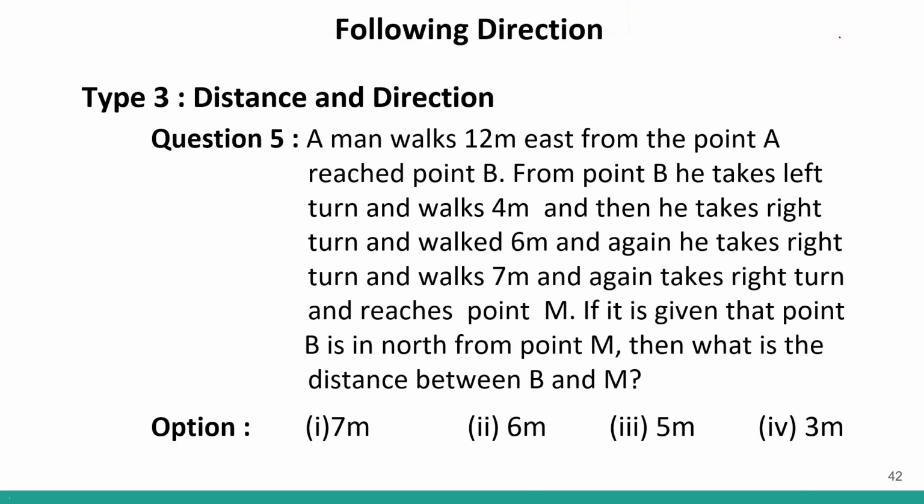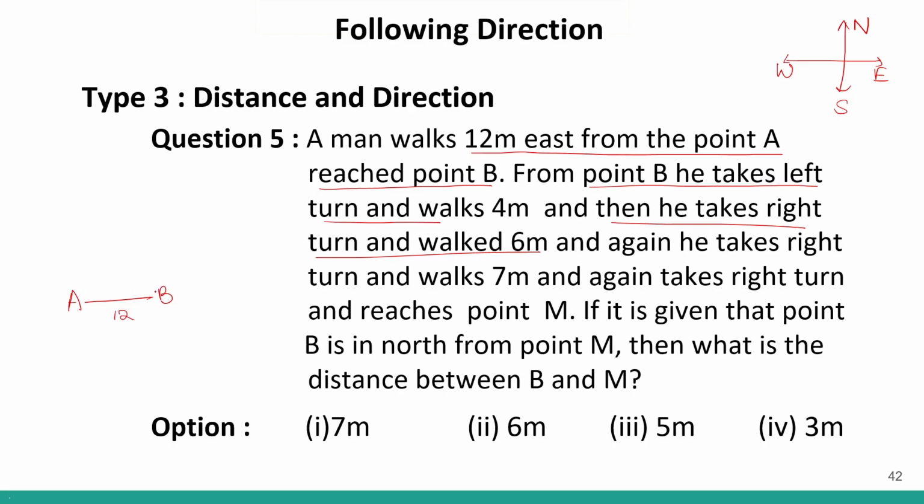Now, a man walks 12 meters east from the point A, reached point B. So from A, 12 meters east, reached point B. Then from B, he takes a left turn and walks for 4 meters, reached this point. And then he takes a right turn and walks for 6 kilometers. Right? And again he takes a right turn and walks 7 meters. So right turn again, 7 meters down. And again he takes another right turn and reaches point M. So we are not given the direction or how much distance he traveled. We just know that he is walking towards this direction to reach point M.